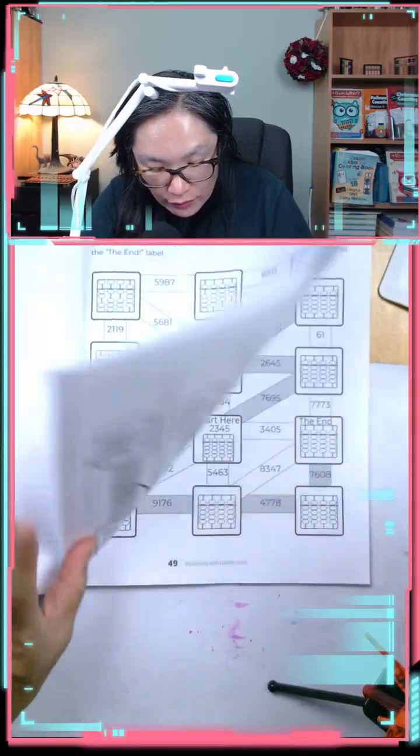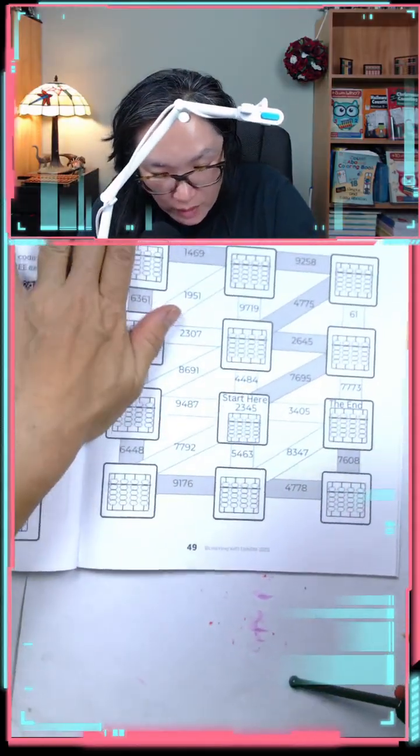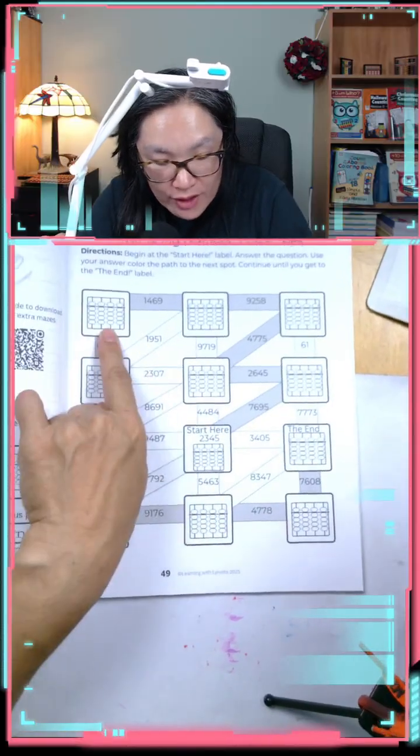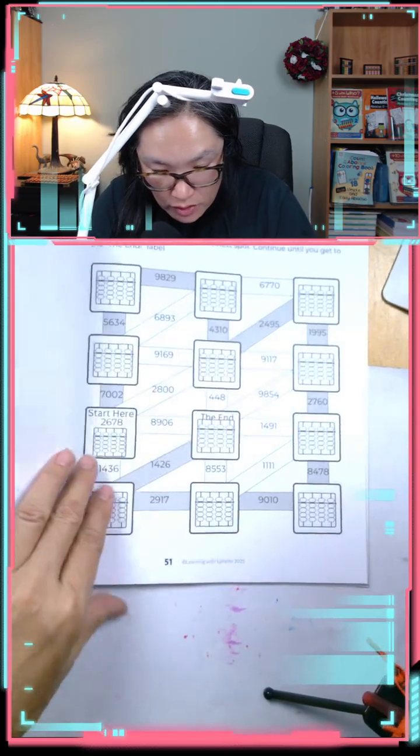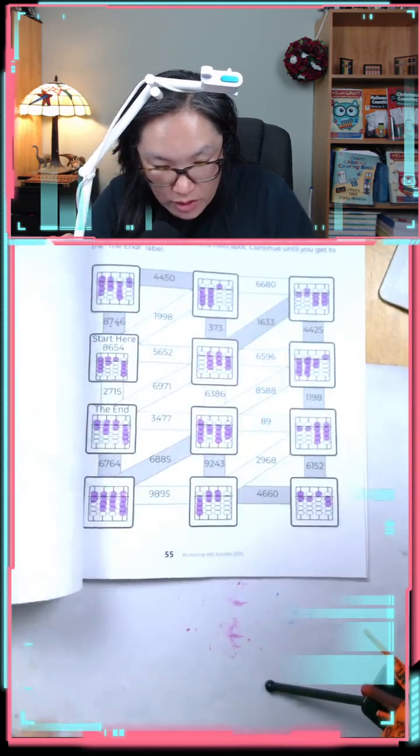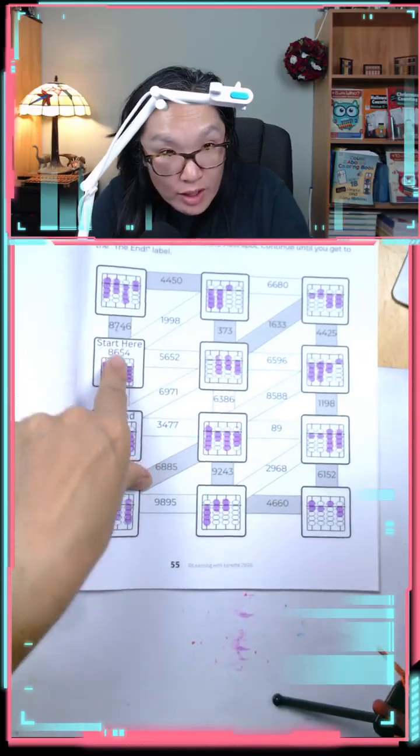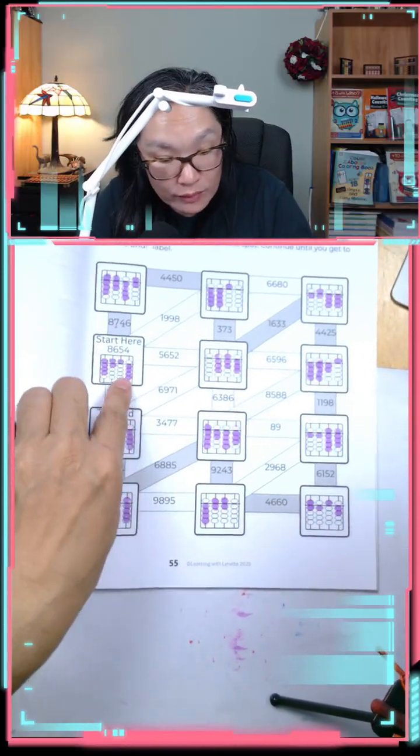I call this a reverse maze. The reverse maze means what? I give you the path and I give you the number. Then you need to color in the number. So where did I do it? I did it here. So here, I give you the number. You have to color in the number that it pertains to.